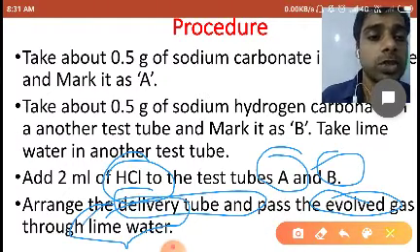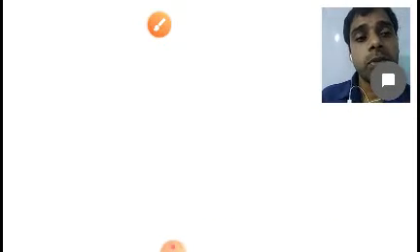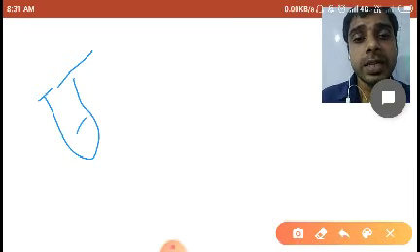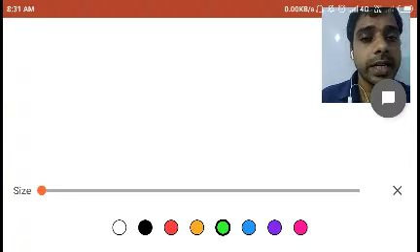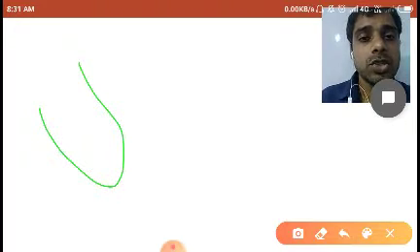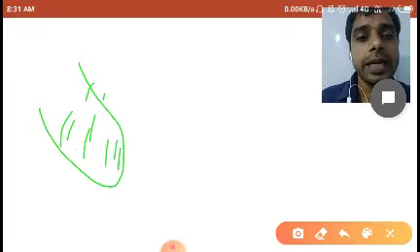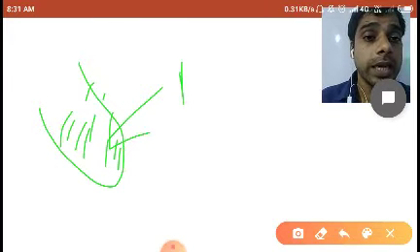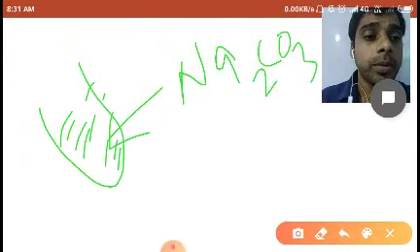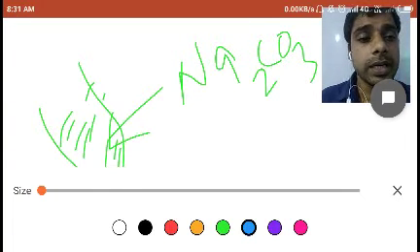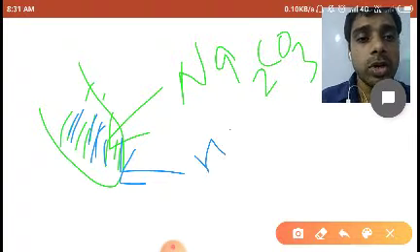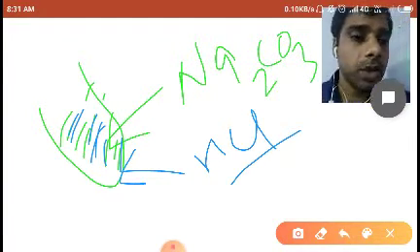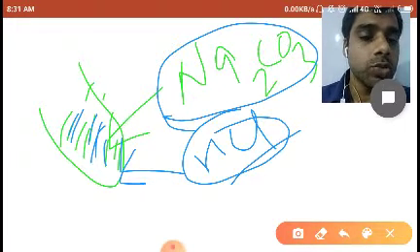What will you see? In the next thing, I am taking only one test tube. In that test tube one is Na2CO3, plus I am adding some other thing, that one is HCl, 2 ml of HCl. So it was forming 2NaCl plus H2O plus CO2.